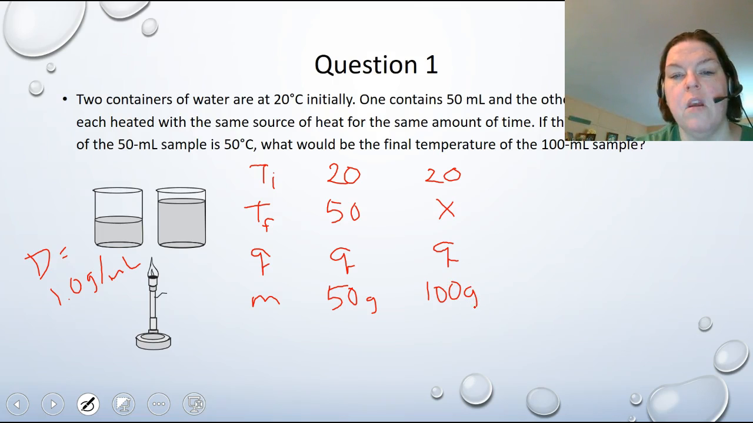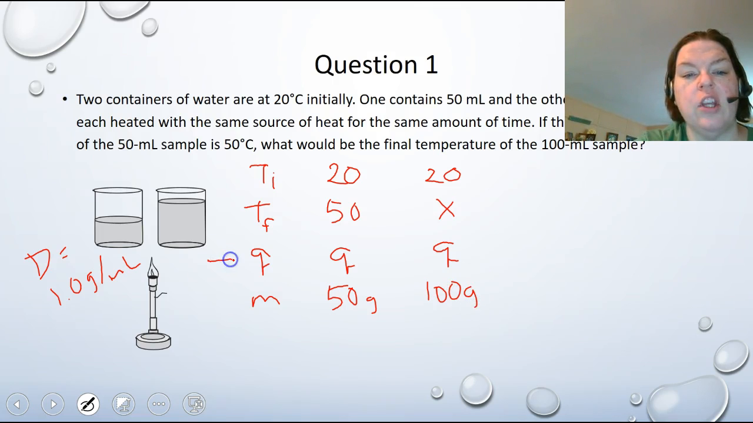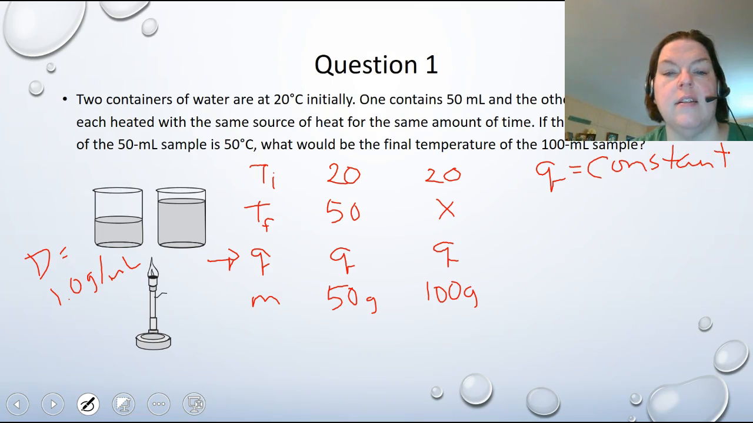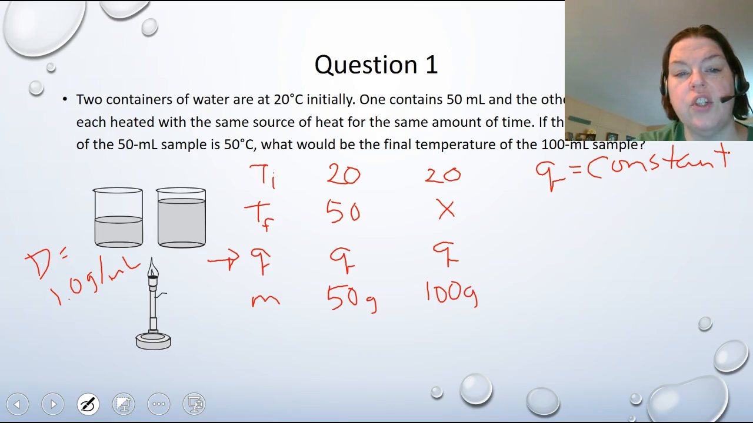We can clearly see here that Q is constant. So Q is being held constant. Heat is constant. Okay, so heat is constant here. Now we have to figure out some other stuff. So let's start with change in temperature.